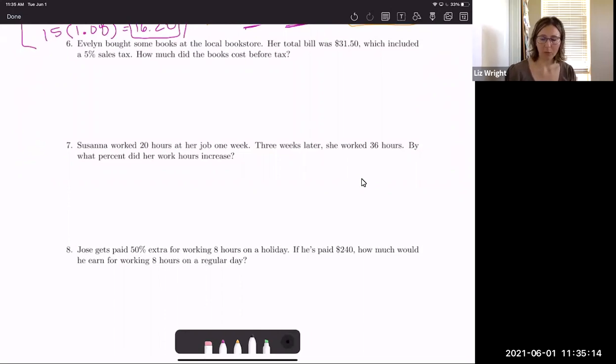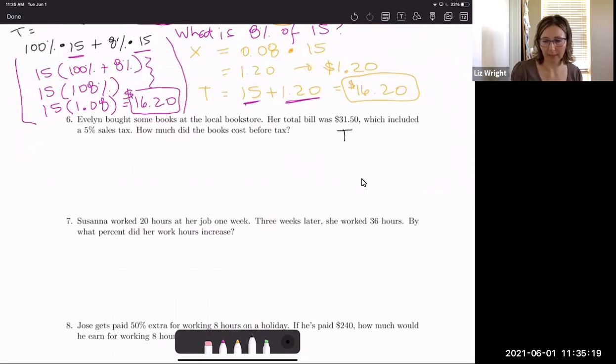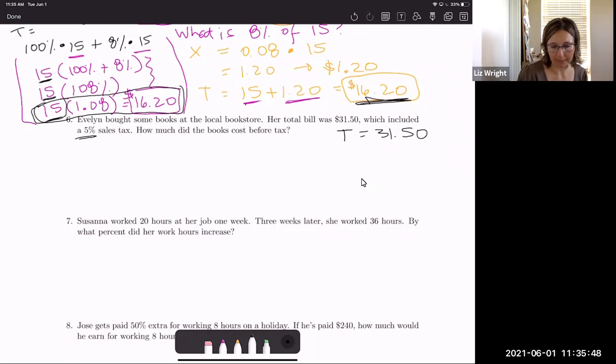Evelyn bought some books at the local bookstore. Her total bill, so this time they're giving us the total, is $31.50, which included a 5% sales tax. So how much did the books cost before tax? So what we're looking for is this piece, like we're looking for this original amount. So let's take kind of what we did here. And we don't know what this piece is. So I'm going to say X.